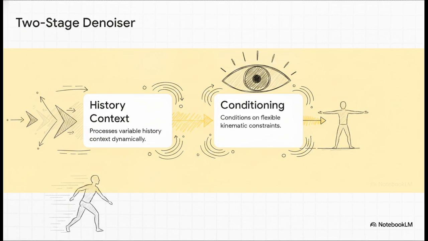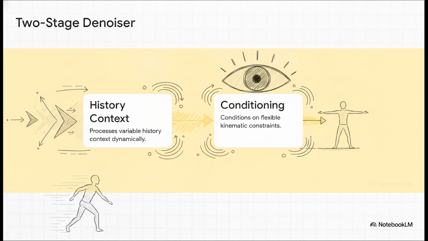Let's de-jargonize this a bit. Autoregressive simply means it predicts the next frame of motion based on the previous frames. But here's the kicker. It doesn't just look at a fixed window of the past. As step 1 shows, it processes a variable history context. This means ARDY dynamically decides exactly how much past information it needs to look at to make a good prediction, which gives it just incredible flexibility.